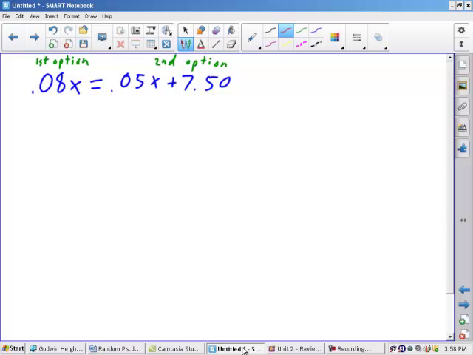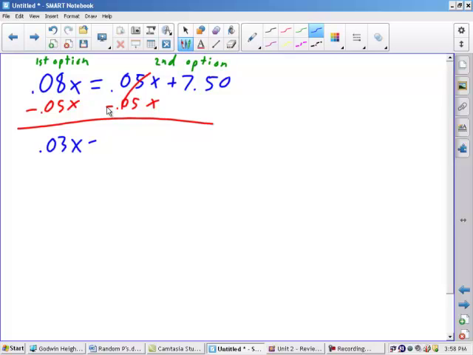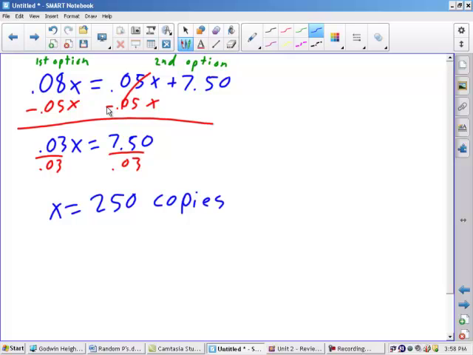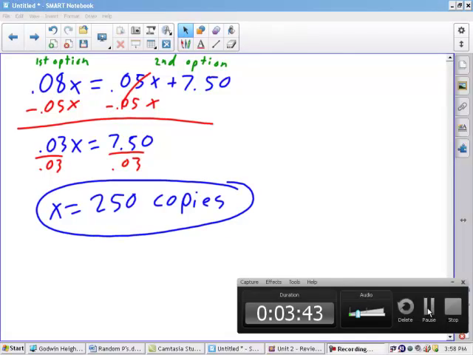So what I need to do is move the 0.05x over to the other side. Subtract that, cancel the 0.05x's. You're left with 0.03x equals 750. I then divide by 0.03, both sides, and I get x is equal to 250 copies. When there's been 250 copies made, they will equal the same cost or price.